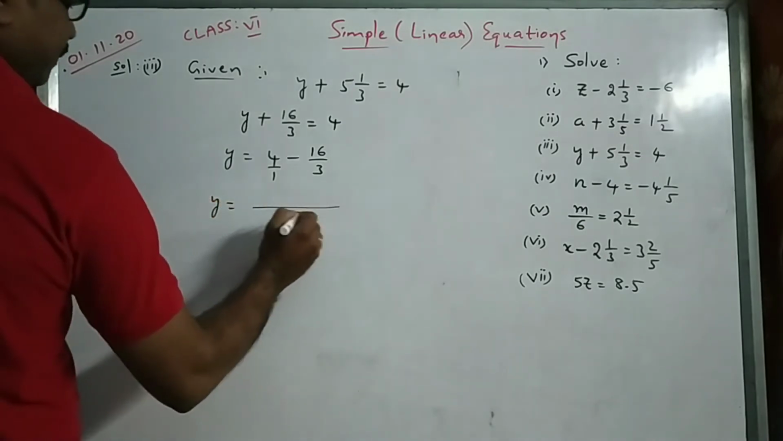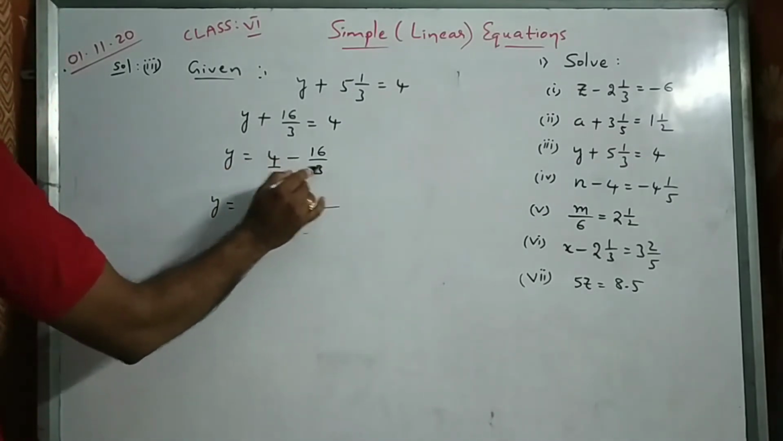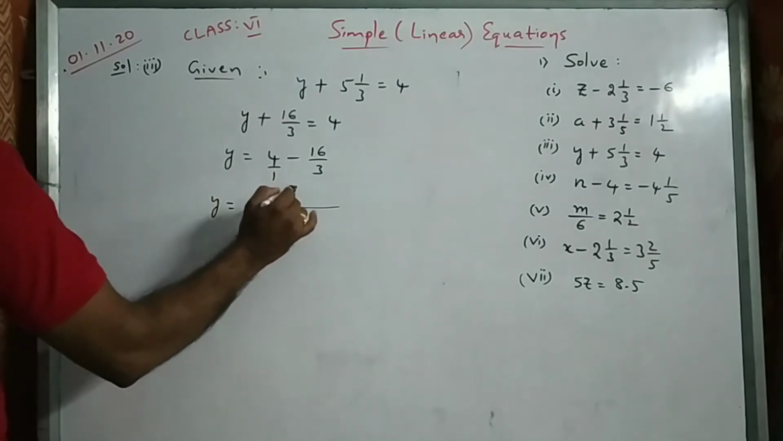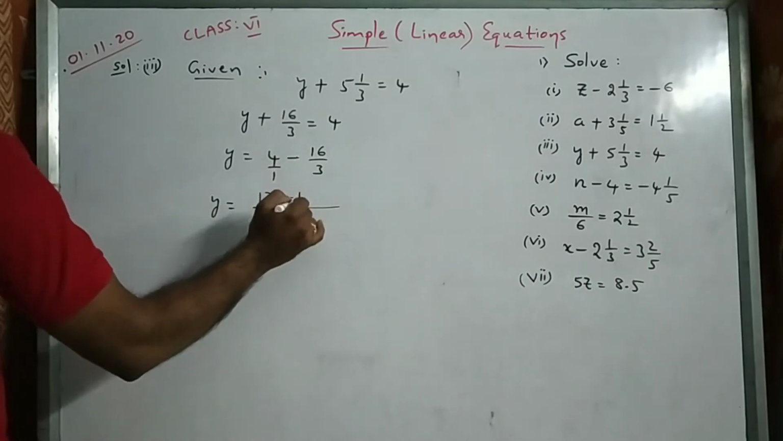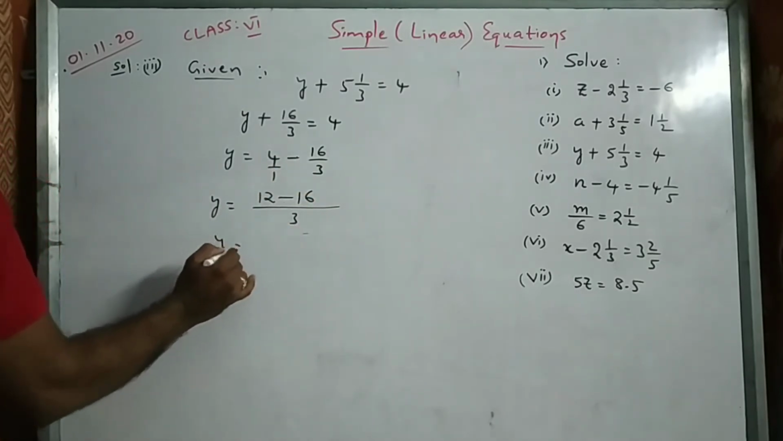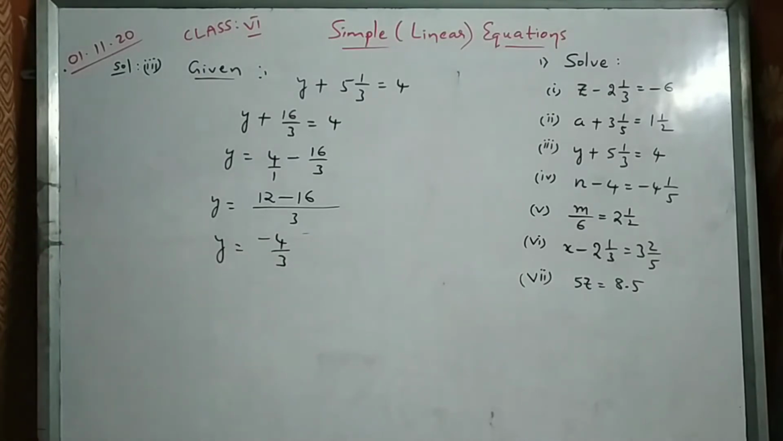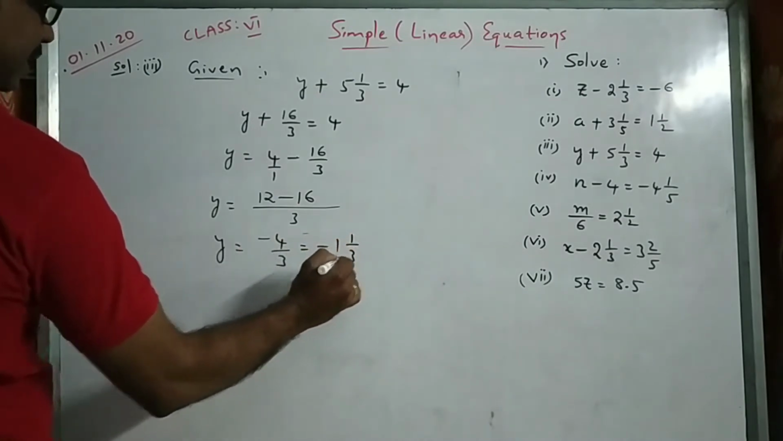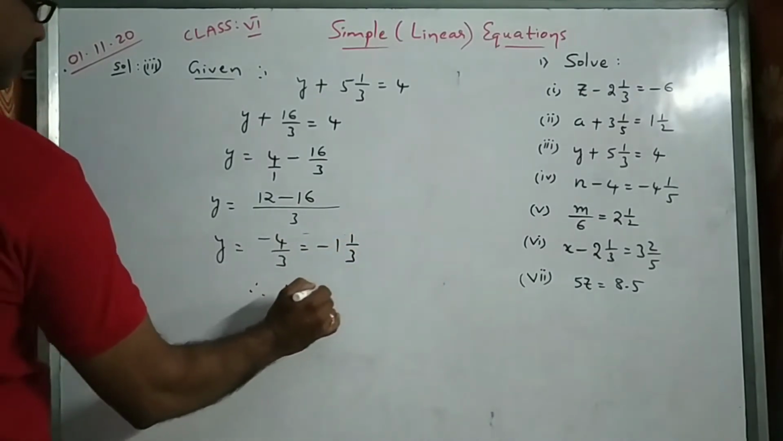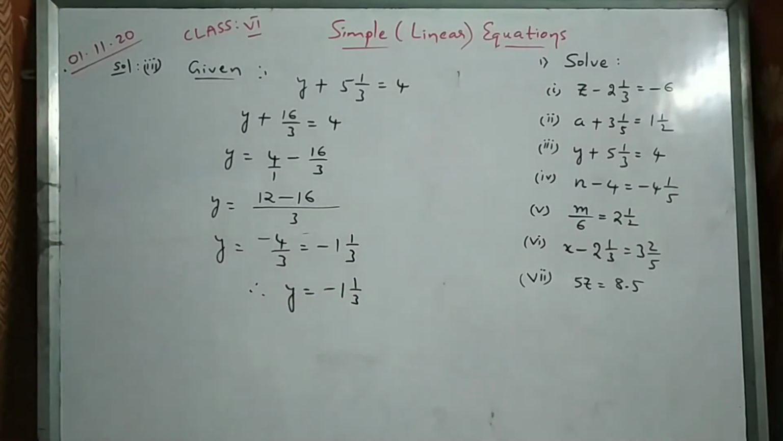Take LCM. 3 1s are 3. So as I told you, cross multiply. 4 3s are 12 minus 16 1s are 16. 16 minus 12 how much? 4. 4 upon 3. Or we can write 3 1s are 3, 1 remainder. So y equal to minus 1 1 by 3 is the answer.